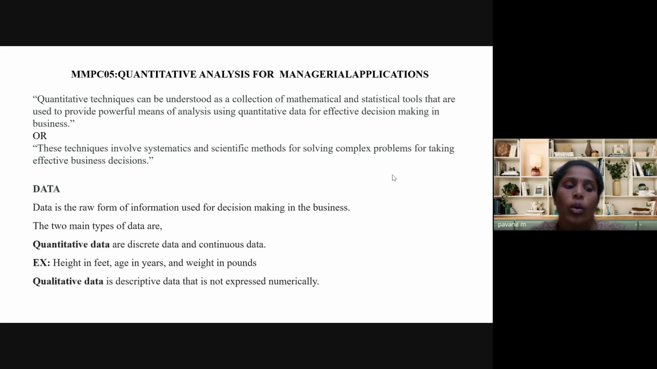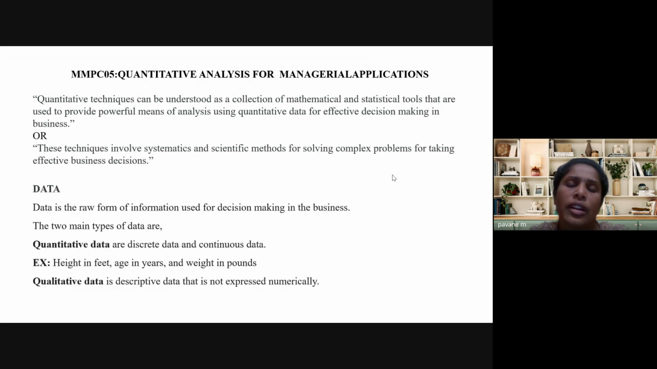Okay, so there are two main types of data. One is quantitative data and the second one is qualitative data. So what is quantitative data? Quantitative data is data that you can measure in a numerical form. For example, height of a person, weight of a person, marks of students. These are quantitative data. Quantitative data is either discrete data or continuous data. Later we will discuss these topics, discrete data and continuous data.